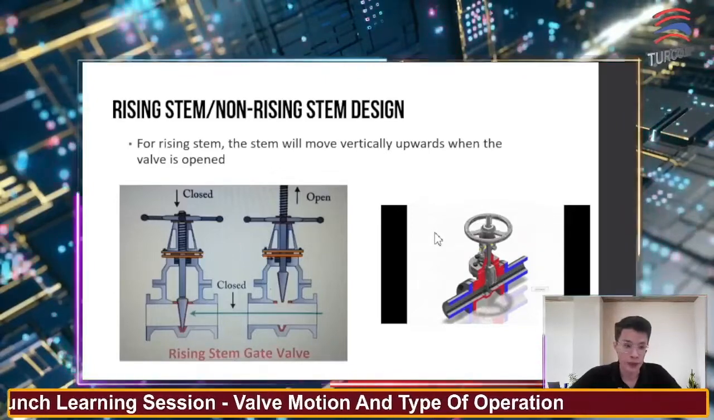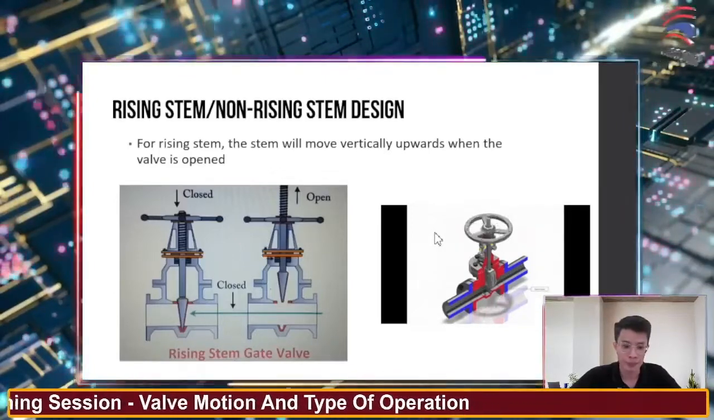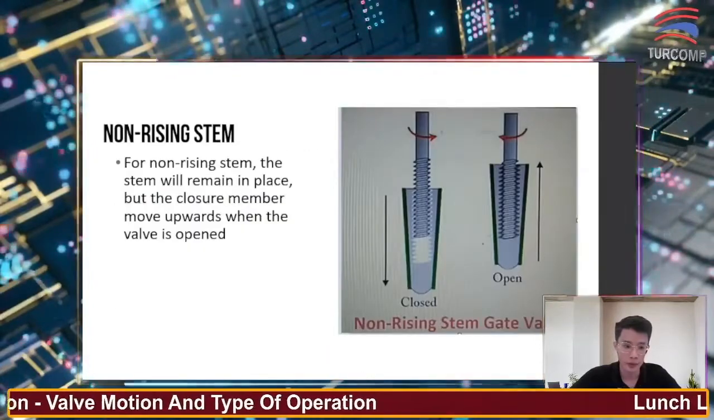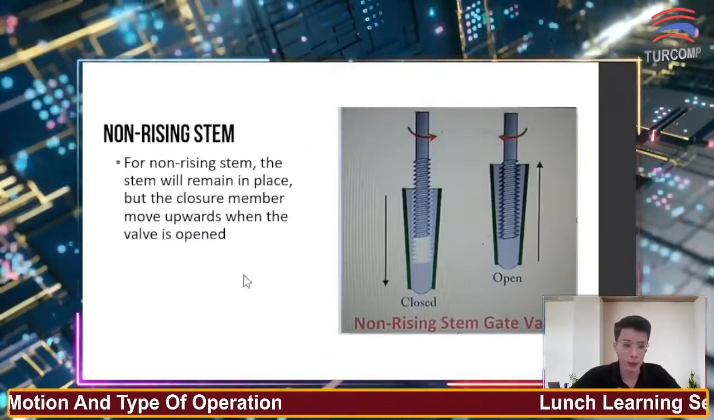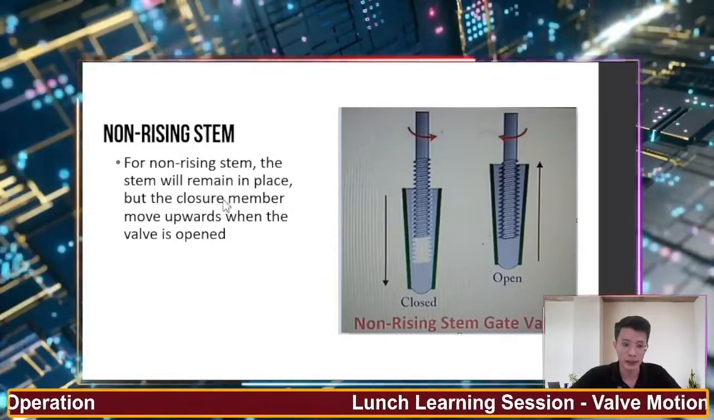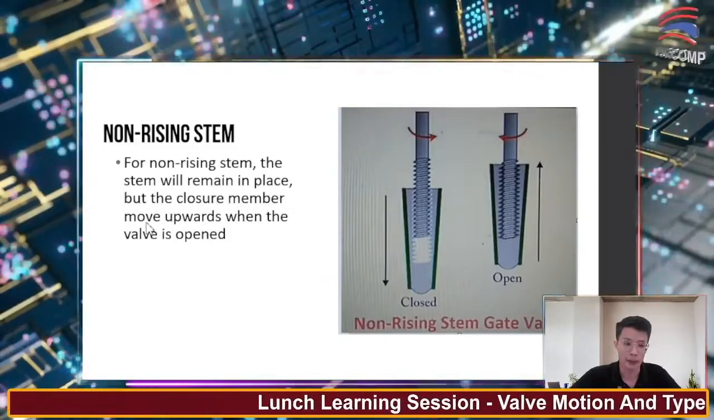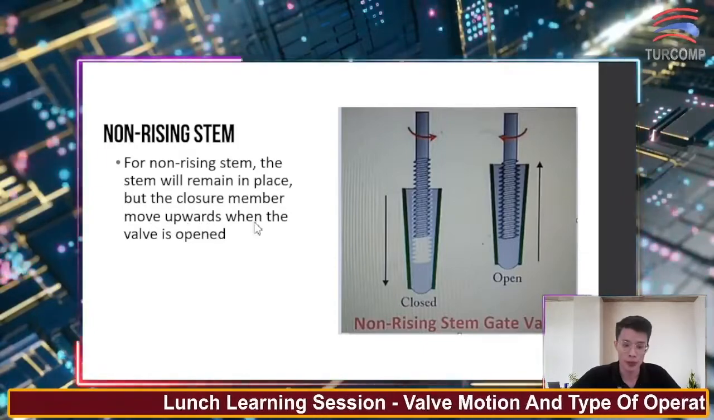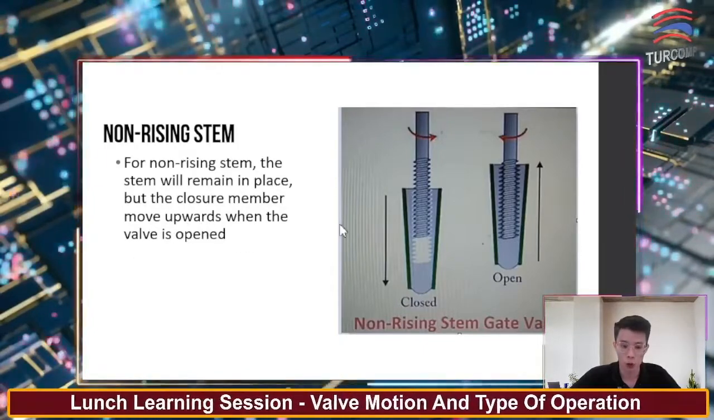So this is the first type, which is the rising stem. Second one is the non-rising stem design. For non-rising stem design, the stem will remain in the same place, but the closure member will move upwards or downwards when the valve is open or closed.